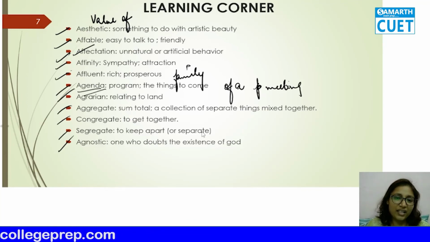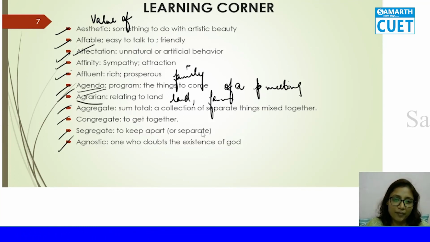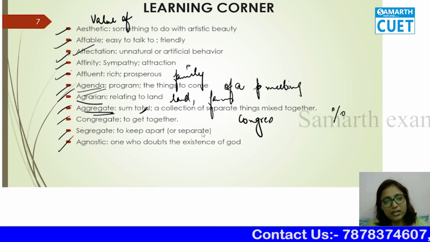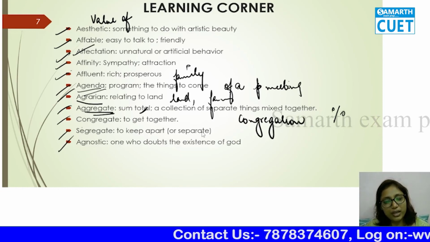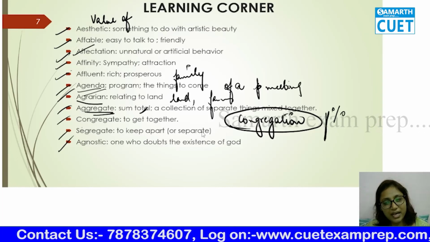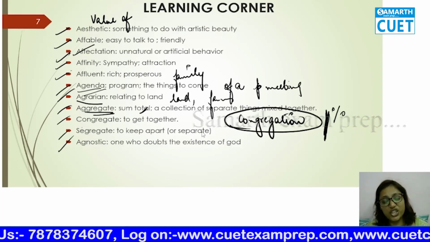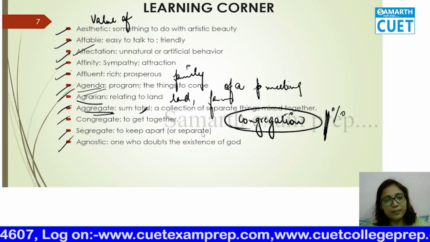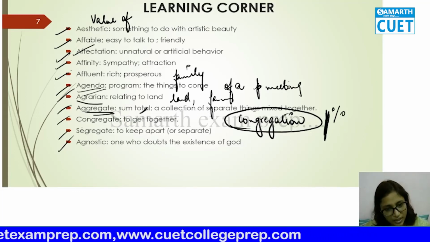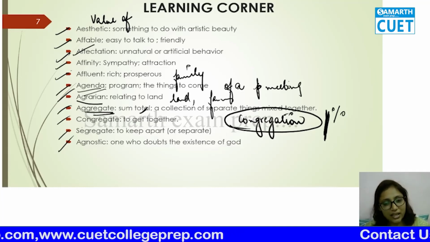Now agrarian is basically relating to land or farming. Aggregate, like aggregate percentage, means sum total. Congregate, or congregation, means to come together: people or things that come together. The meeting or get-together of people at any religious place, or specifically a church, is called a congregation. And congregate means to get together basically. Segregate means to separate, or segregation is that.